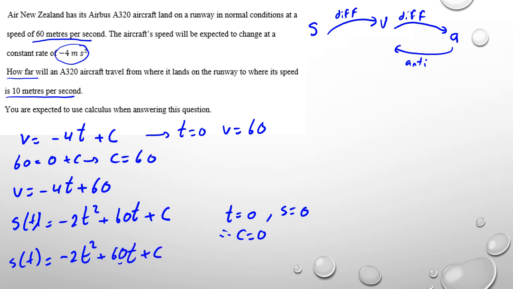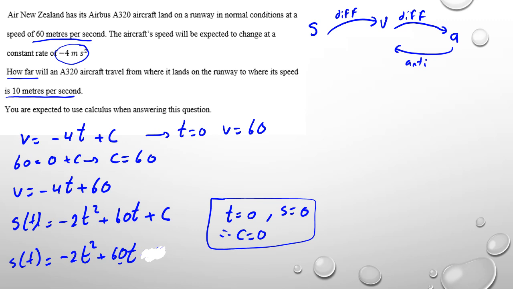By the way, it's quite important that you show this step here. Even if you know c is 0, you can't just assume c is 0. You have to show why c is 0, so you can't just assume and write it off.